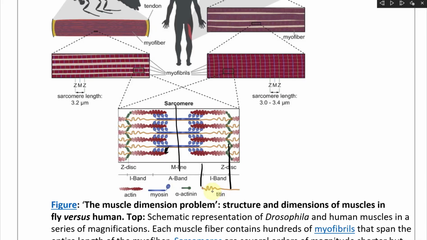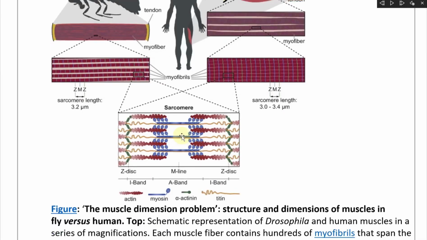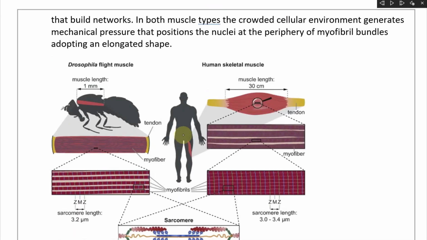And this one right here is just this extension past here, and it goes all the way. So the titin goes all the way across to the M line, and also from the other side. So that is some very interesting stuff. All right, so now let's continue further.